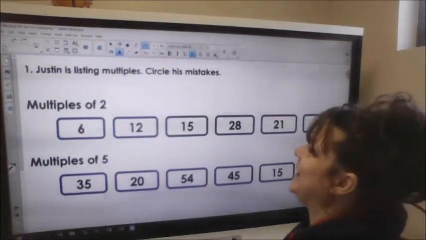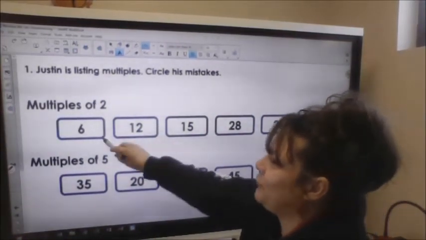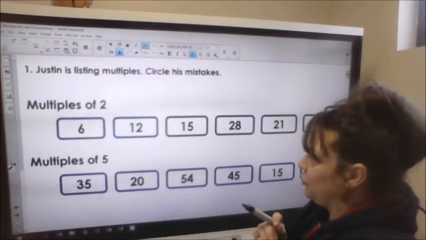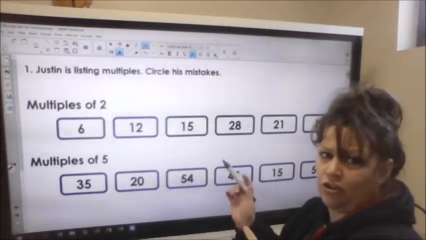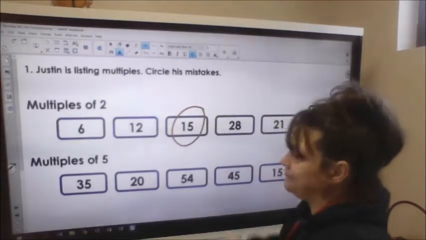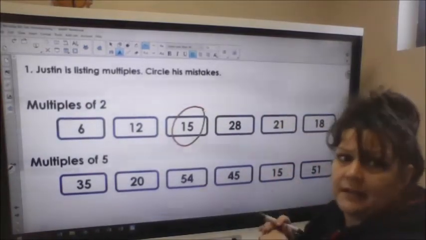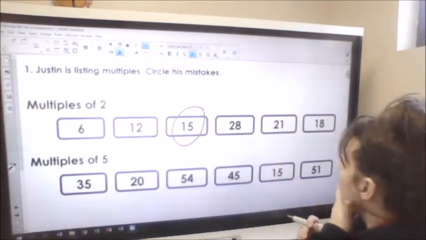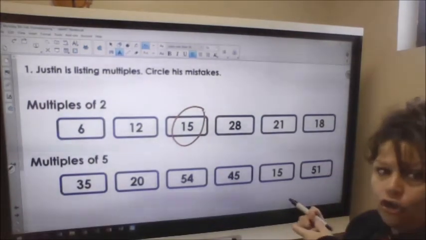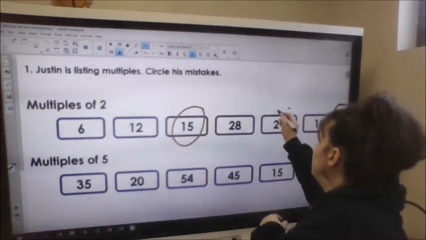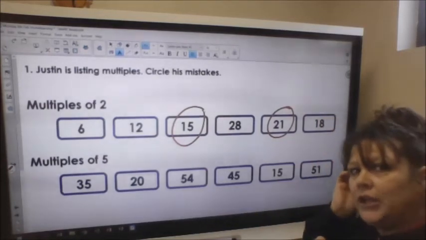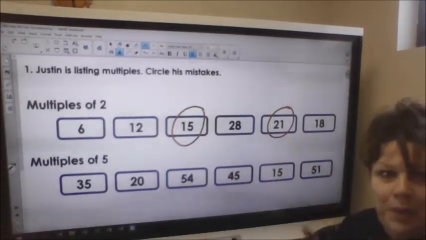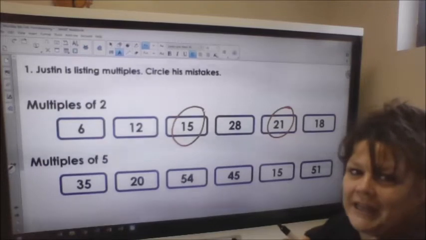Okay, year 6, let's see how you've got on. So, a multiple of 2, 6. Yeah, it is. Multiple of 12, 6 2s are 12. Multiple of 2, 15. 15's an odd number. So, that's a mistake. 28, yes, that would be in the 2 times table. 14 times 2 is 28. 21, it's an odd number. No, that wouldn't appear, so that's a mistake. 18, well, 9 2s are 18. So we're okay there. So 2 mistakes there. Did you spot them? And then multiples of 5.